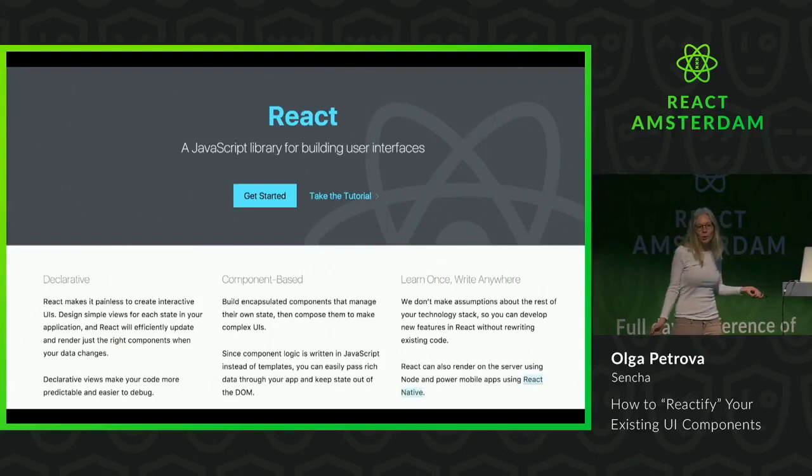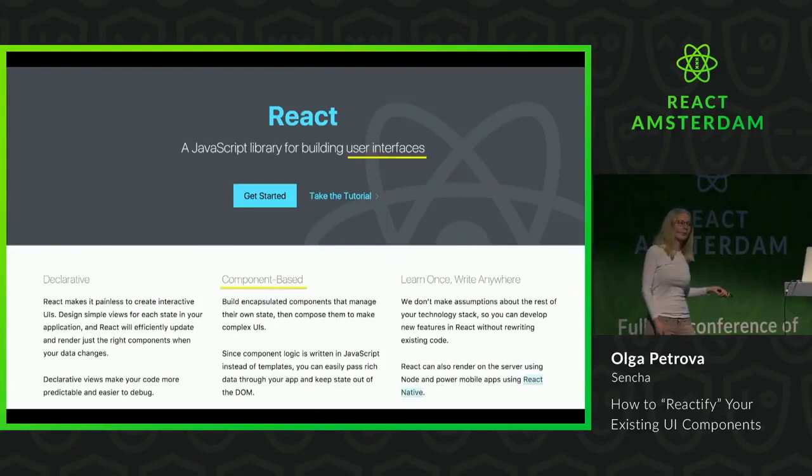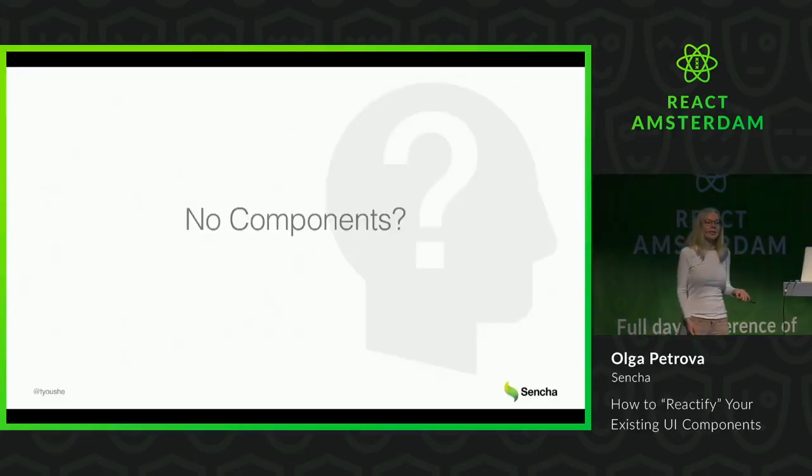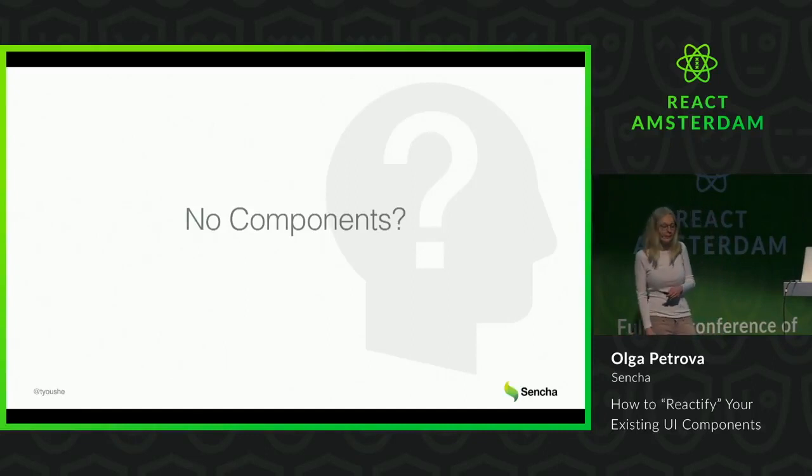So we all know that React is a component-based library for building user interfaces that has no pre-built components. But on the other hand, there are a lot of great, awesome components developed by different teams and companies over the last 15 years. These components were developed by internal teams or third-party teams.